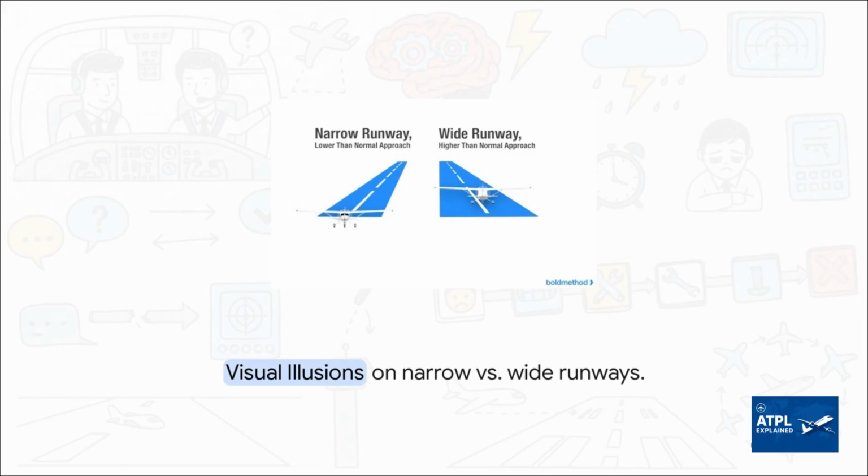Believing you're too high, your instinct is to push the nose down, which creates a very dangerous risk of an undershoot. Conversely, a wider than usual runway makes you appear too low, creating a tendency to pitch up and risk overshooting the landing zone. The solution? Always cross-check your visual perspective with your PAPI lights or ILS glide slope.